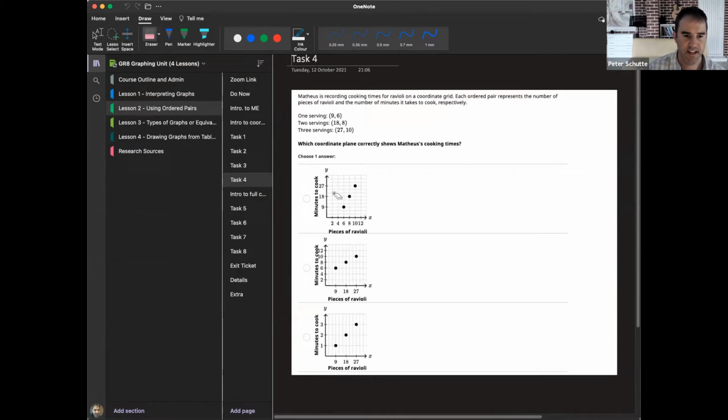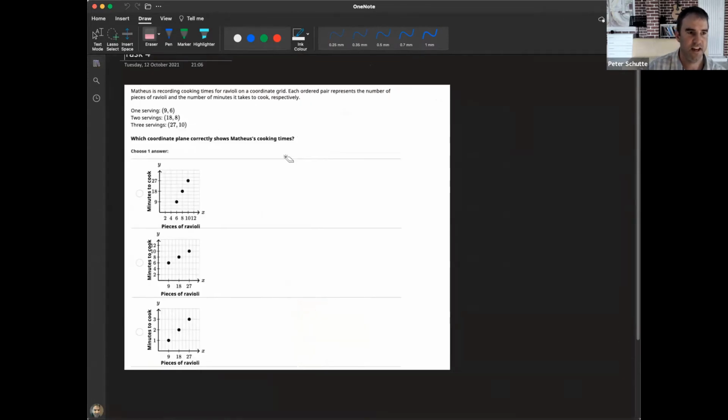Okay. This is a slightly more interesting question with a bit of text, and I'm going to read some of it for you, and then you're going to answer it. You're going to choose the answer for me. So I'm going to call this option A, this option B, this option C, and it says, Mateus is recording cooking times for ravioli on a coordinate grid. Now, sometimes this Cartesian plane is also called a coordinate grid. Each ordered pair represents the number of pieces of ravioli and the number of minutes it takes to cook, respectively.